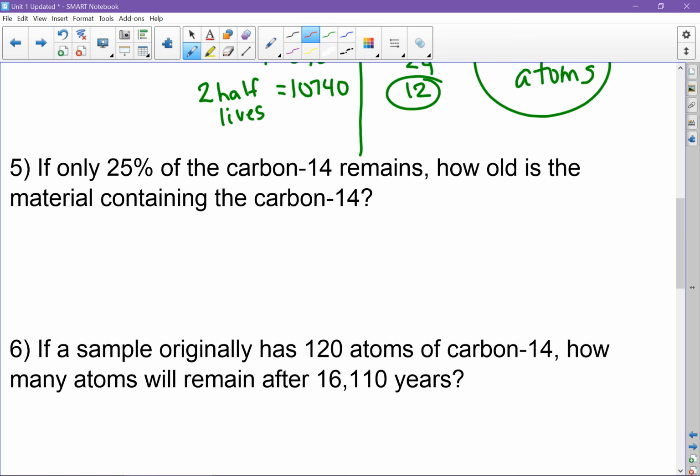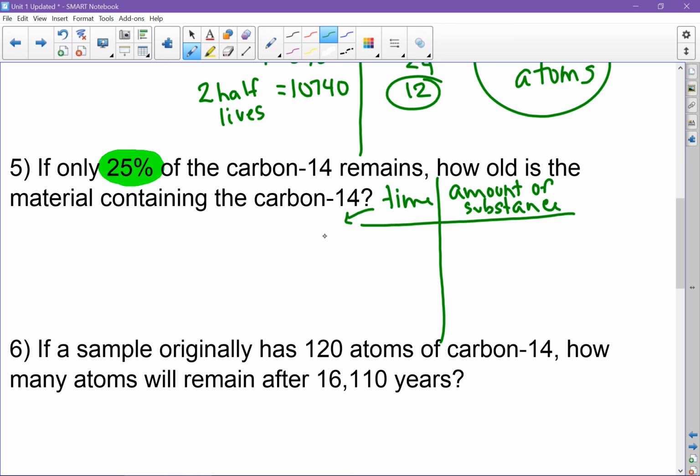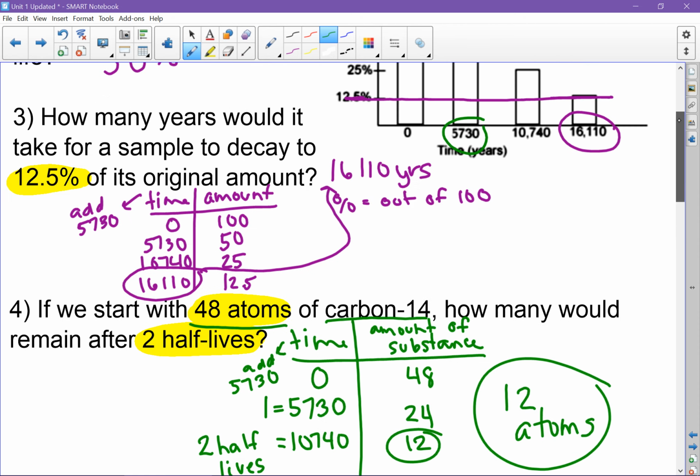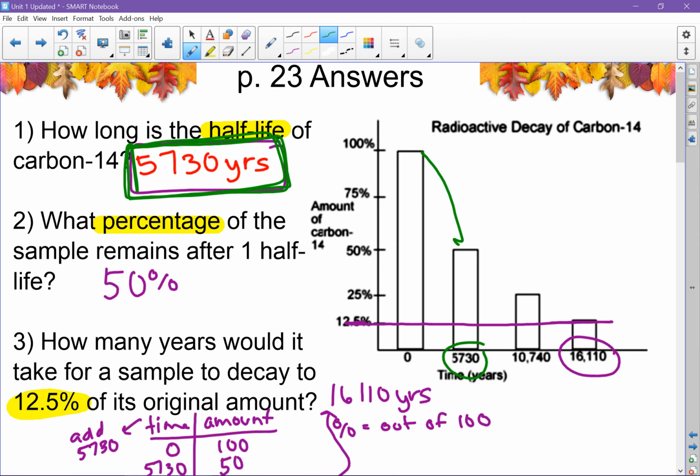Okay, this one. Find some numbers. Here's a percentage, that's an amount, and that's all that they give us. So let's set up what we know. We know we want the time, and we know we want the amount of the substance. Remember, in the time column we're going to add, but they don't tell us the half-life. They tell us it's carbon-14. So again, you have to go to the graph, and the original half-life from 0 to 50% is 5,730 years.